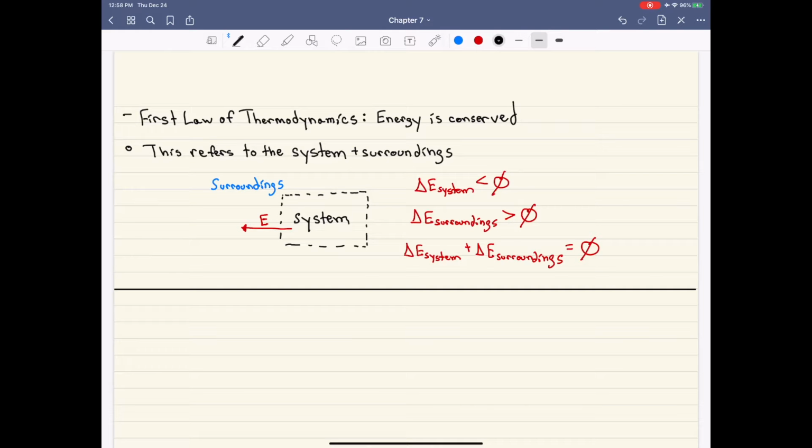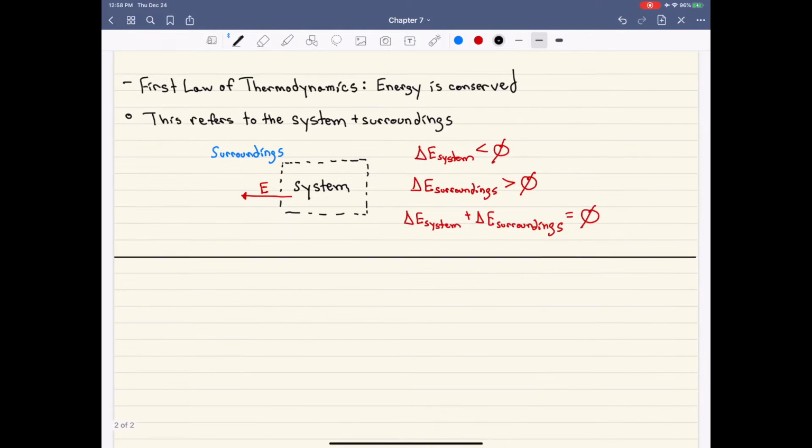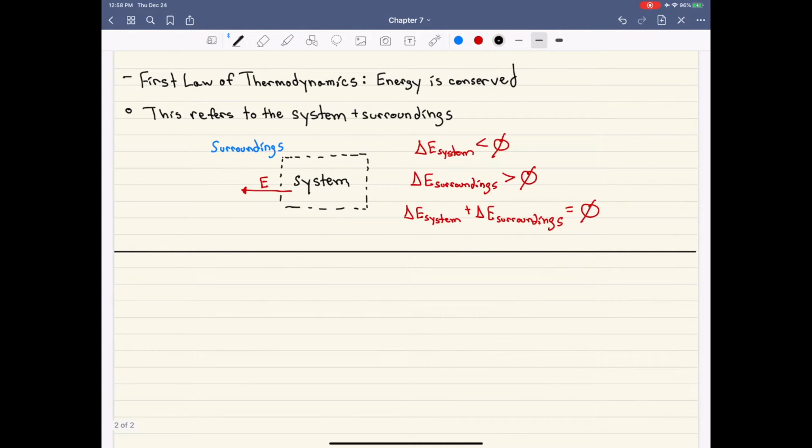So the first law of thermodynamics tells us that the energy in both the system and surroundings together is conserved. Now, whenever we talk about energy of a system, there's actually going to be different types. All right, so the total energy of the system includes different types.